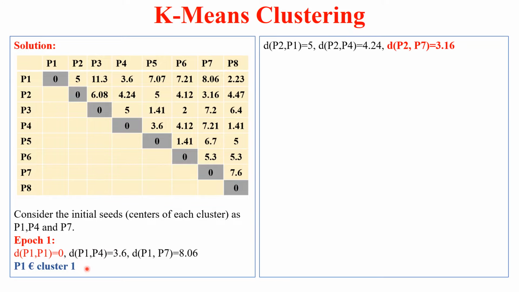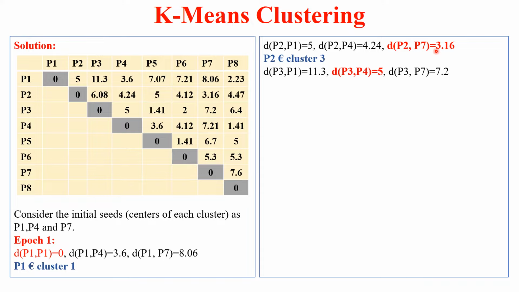Now let us take the point P2. So checking P2, distance of P2 with P1 is 5. Then P2 with P4 is 4.24. Then P2 with P7 is 3.16. Out of the 3 values, this is minimal. P2 is closer to P7, which means P2 will be placed in cluster 3.